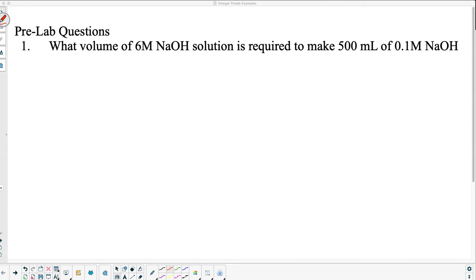Okay, class, this is the pre-lab questions for the vinegar lab that we're going to be doing, the vinegar titration. These pre-lab questions that are on the screen right now are not the ones that I'm asking you to turn in to me. The ones I'm asking you to turn in are vinegar pre-lab questions on page 7. They look almost exactly like this, except some of the numbers are different.